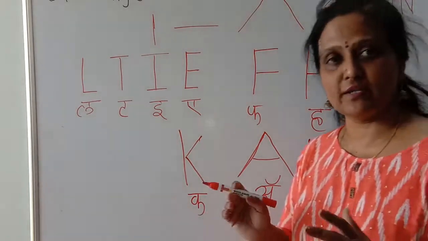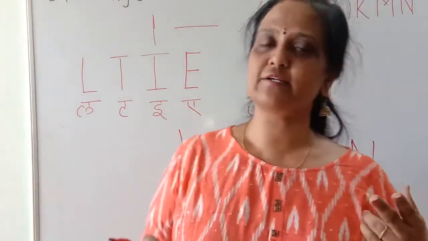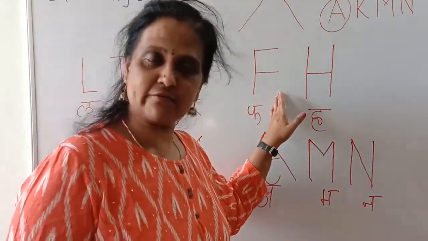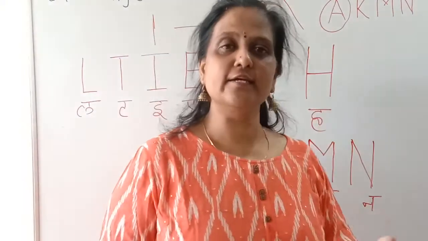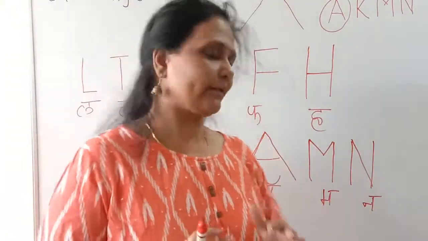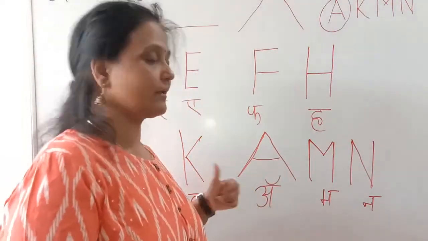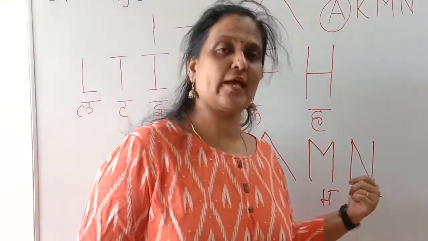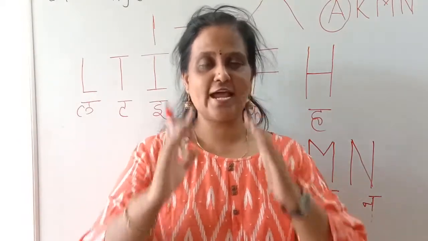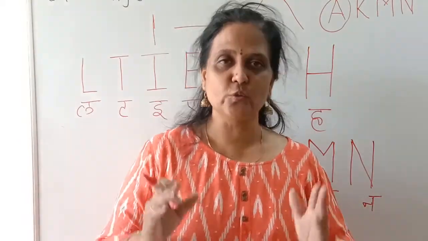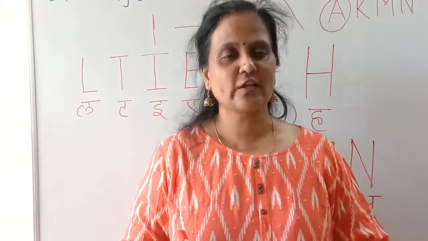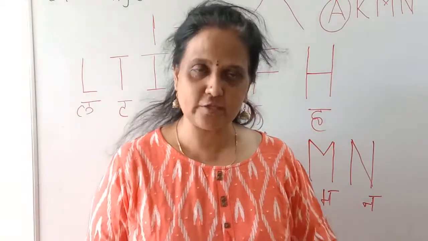Today we learn the two remaining letters of standing sleeping line, which are F and H, and the other letters related to the slant line, K, A, M and N. These four letters today we learn of the slant line, right? So you have to revise all these letters with the phonic sound and try to write.